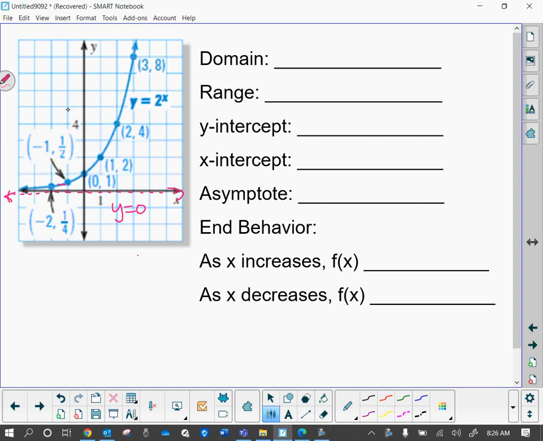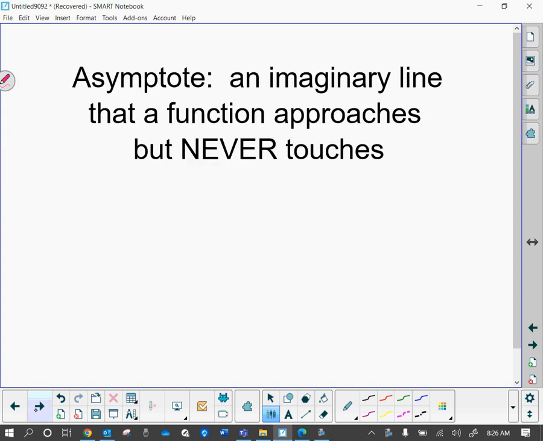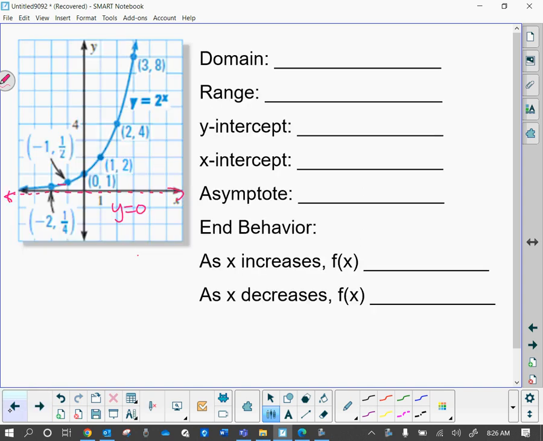Okay. So, like I said, the asymptote is an imaginary line that a function approaches but never touches. For this example, the horizontal asymptote here is y equals 0. That is the equation for this line. If it's a horizontal line, it's going to have a 0 slope, and it's going to be in the form y equals. Well, y equals 0 is the x-axis.